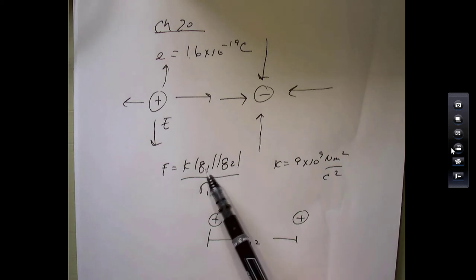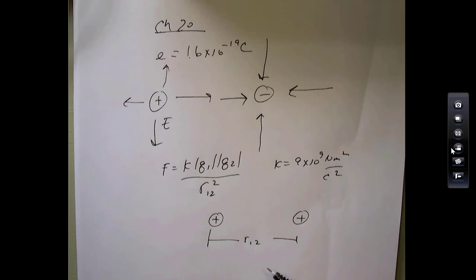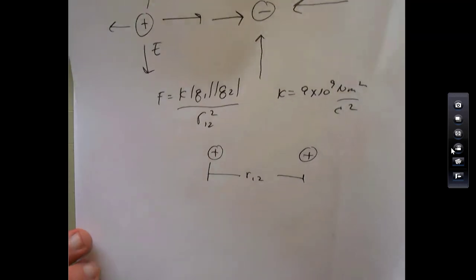So absolute value on the charges. This doesn't tell you the direction of the force. You just have to know that if it's a positive charge versus a positive charge, those are like charges, they repel. If these were both negatives, they would also repel. If one was positive and one was negative, they would attract. Okay, so you'll probably see something with that.